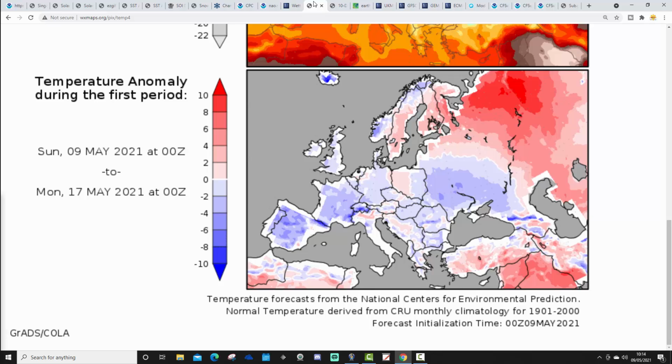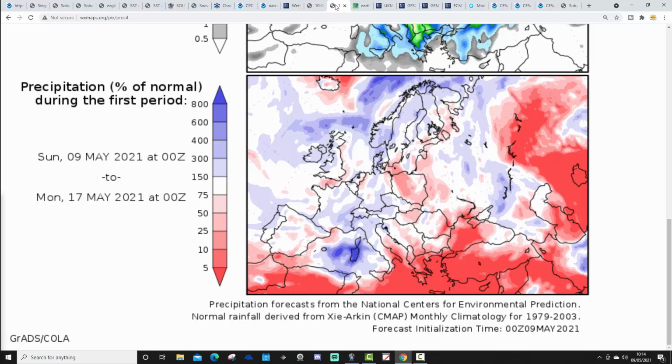Temperature anomalies from the 9th to the 17th of May are going to be a little bit below average. Not a surprise given that ensemble graph we just looked at. Precipitation anomalies from the 9th to 17th of May are close to or a little bit wetter than average, especially for more northern and western areas.